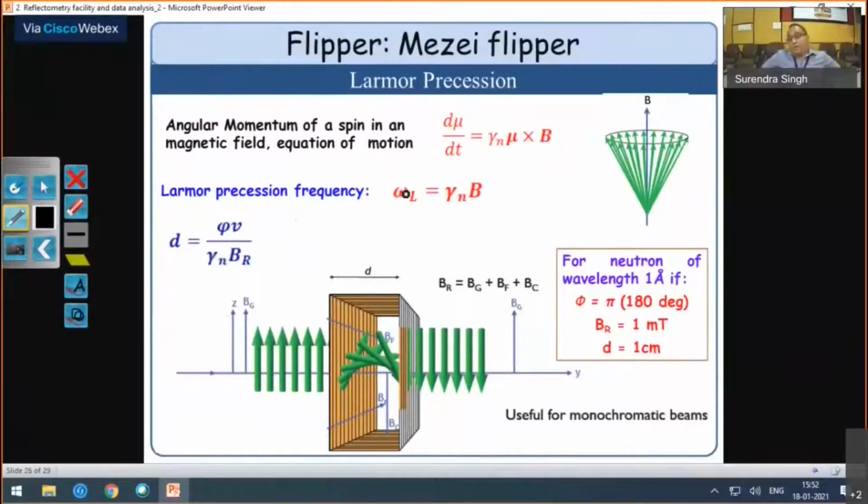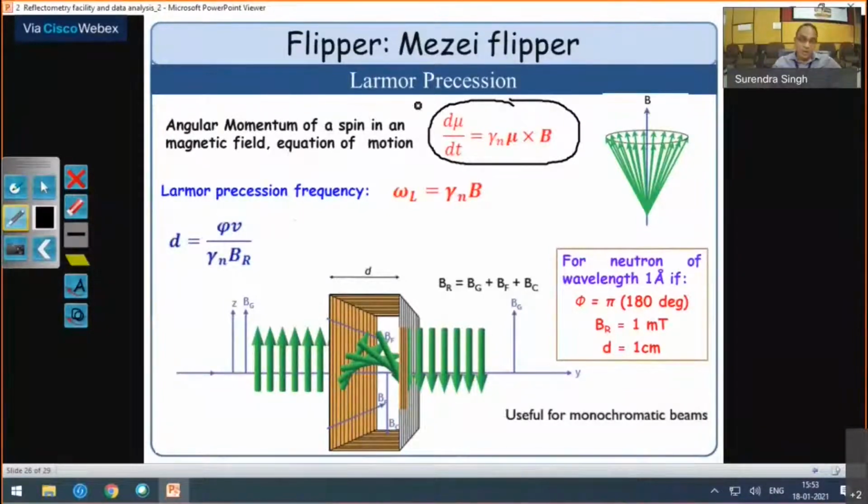Now another part was the flipper. As I said, if we apply a magnetic field at some angle to a spin particle, that spin precesses around the magnetic field. Same thing in this case. If we apply a magnetic field, these are the equations for this motion. The equation of motion: this is the moment of the neutron, this is the magnetic field, and this is the gyromagnetic ratio, and this cross product gives you the precession, which is called Larmor precession.